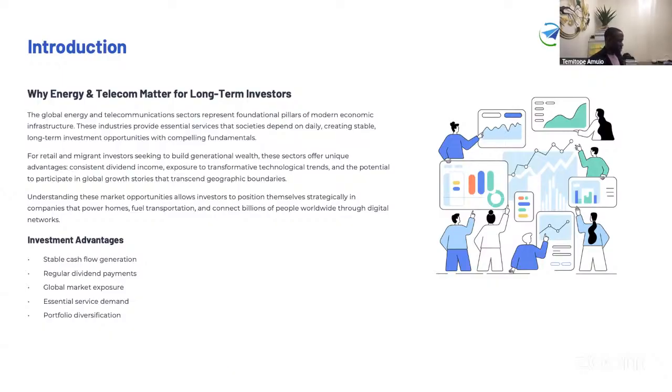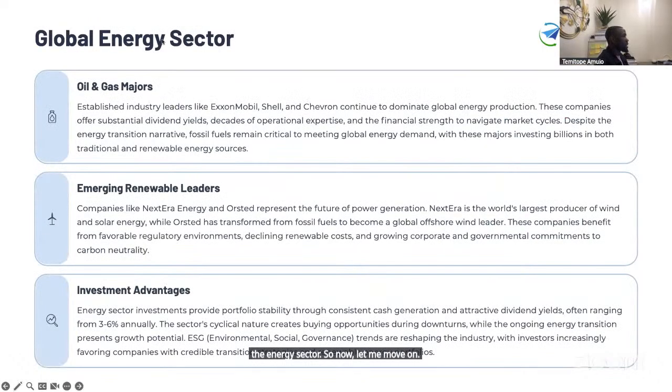So that is another advantage of you investing into the energy sector. So now let me move on. Let's pick it one after the other. That is the energy sector.